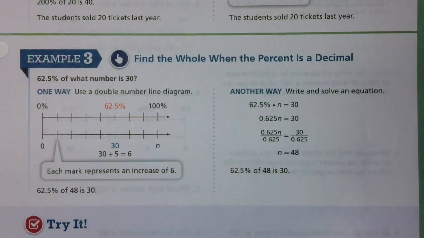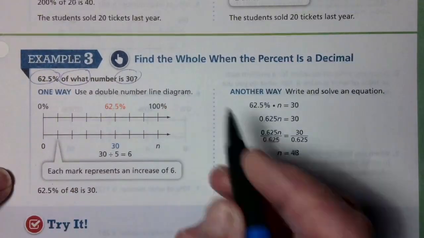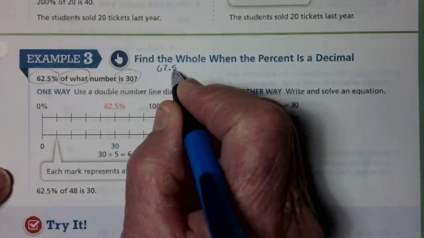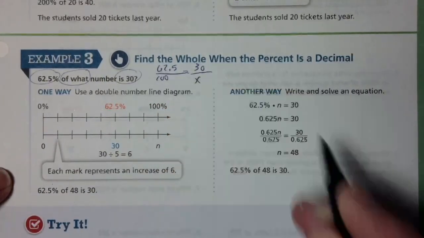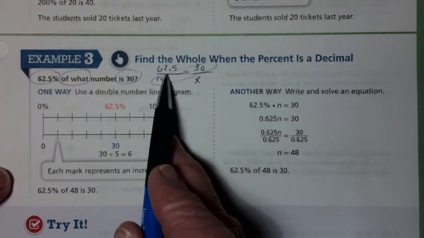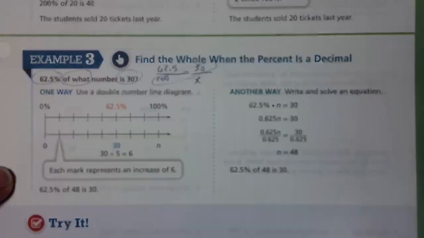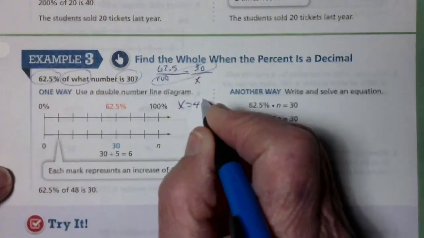62.5% of what is 30? Oh man, this is just too easy, isn't it? Here's my percent. I'm looking for the of. I have the is. So 62.5 over 100 equals is, which is 30 over x. I'm trying to find this whole over here. So I'm going to multiply these two and divide by that one. Everybody get your calculators and do it. I have 100 times 30 equals, and I'm going to divide by 62.5. Thank goodness for calculators. And I get 48.